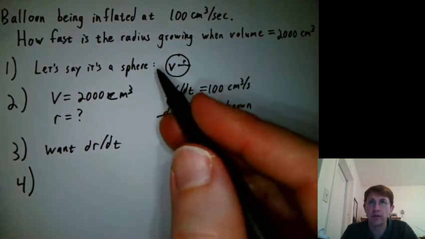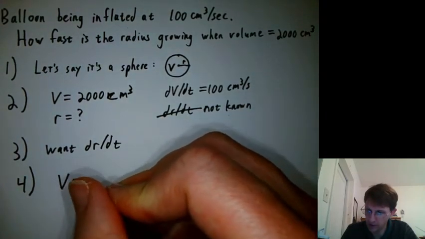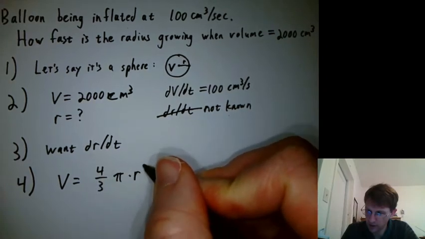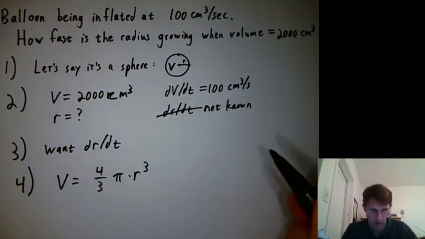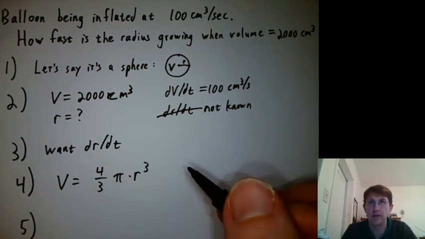In step 4, write a formula or equation for the situation, but not substituting known values yet. So what's an equation that describes this? Well, you might remember the volume of a sphere is 4/3 pi r cubed. Step 5, find a rate by taking a derivative.